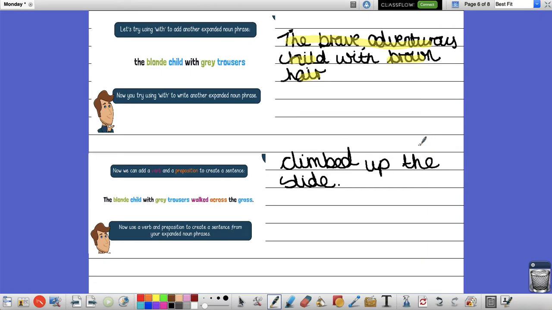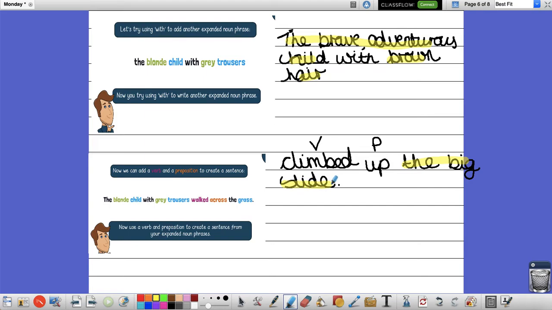So I've now taken my expanded noun phrase of the brave adventurous child. I've added more detail with the with brown hair, and now I've used a verb, which is climb, so that's my verb here. Climbed up, I've got a preposition, the slide. So now I've got a determiner again and another noun of what they climbed up. I could even put in here, if I wanted to, another adjective to describe the slide. They climbed up the, it could be as simple as the big slide. It could be the metal slide, it could be the plastic slide. Whatever else you want to put in there, but actually we have used another expanded noun phrase in our writing.